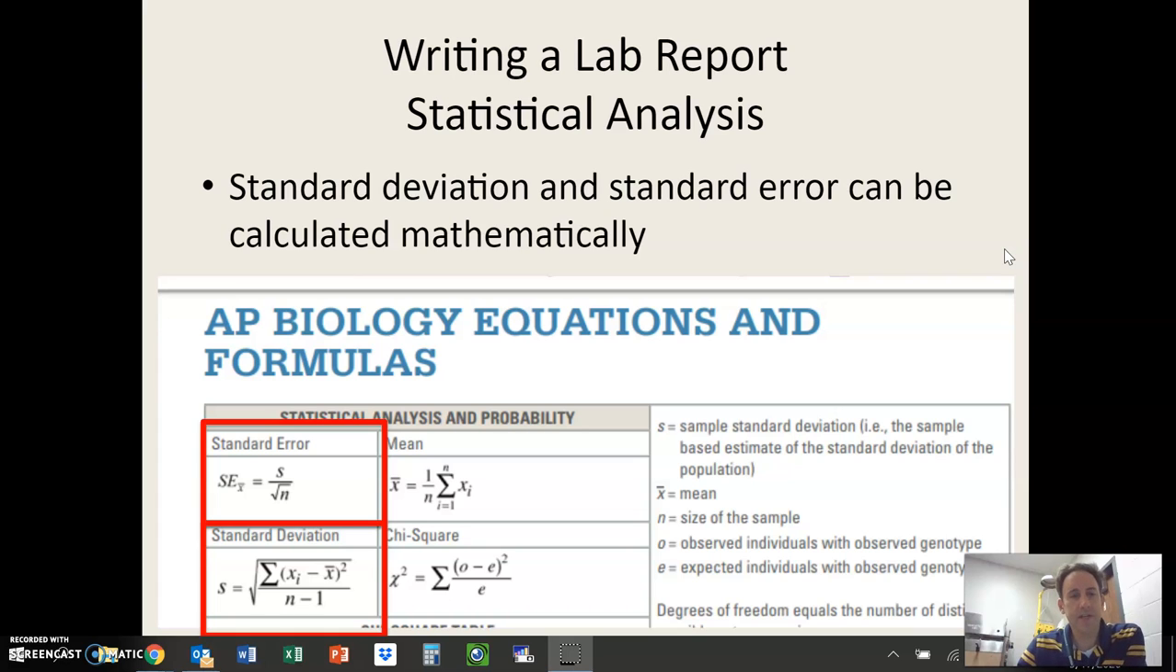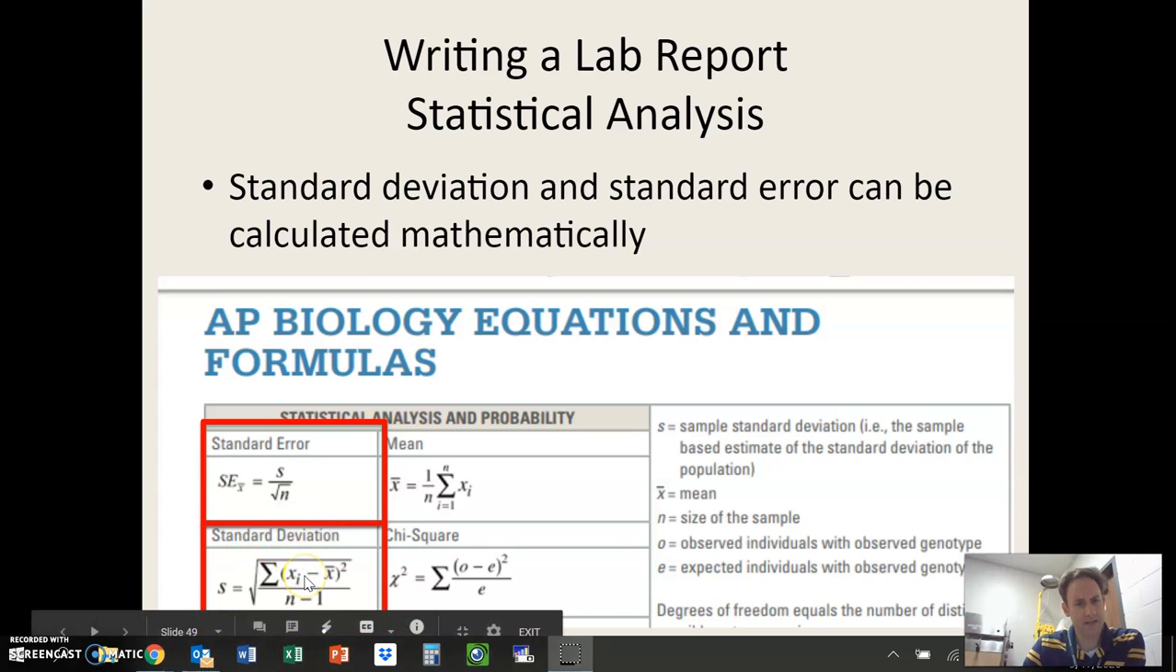So the first thing you're going to need is this handout, AP Biology Equations and Formulas. You were given this at the start of the year. It's posted on Schoology. And this is the official document that you will get to use on the actual AP exam. Slowly throughout the course, we're going to go through sections of it and talk about it. So today we'll see, standard error and standard deviation are actually on that formulas and equations sheet.